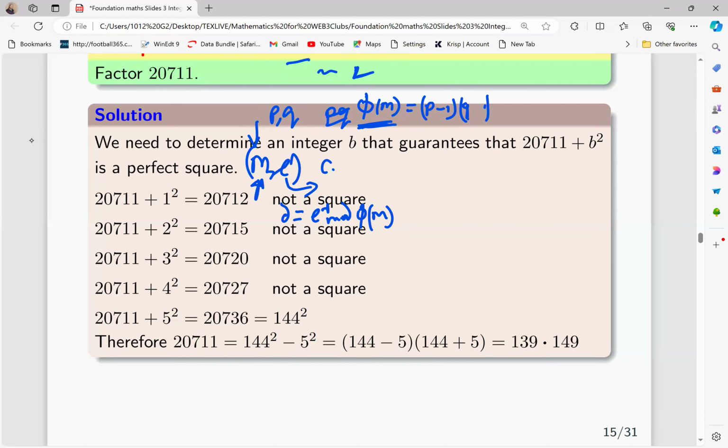And for us to get it, we must get P and Q, and then use them to get the decrypting key. Once you have this decrypting key and you have the ciphertext, you can always take the ciphertext raised to D mod M.